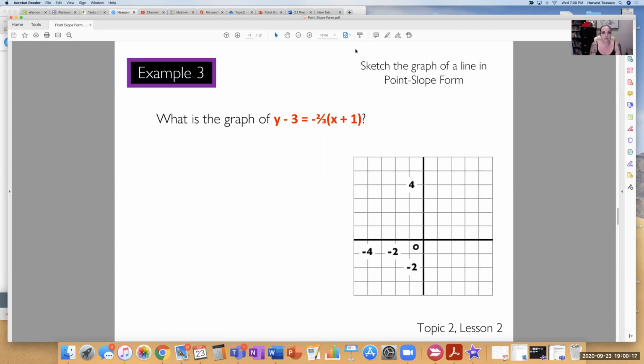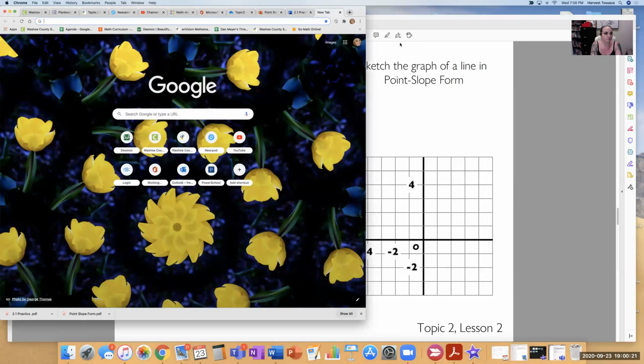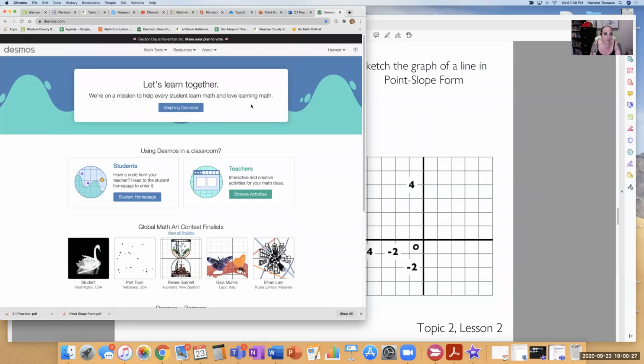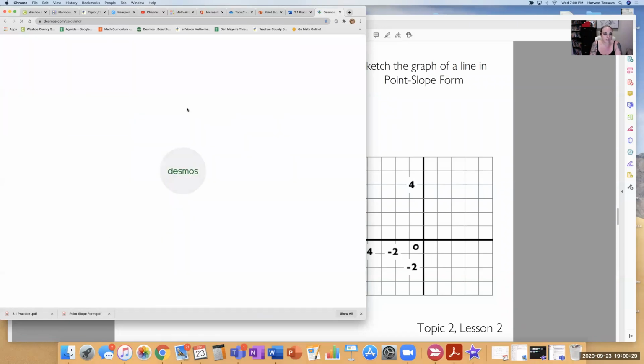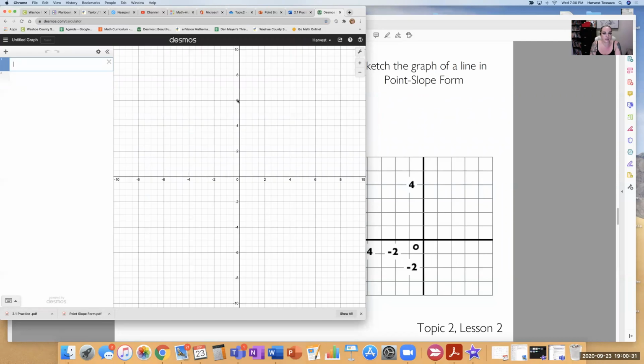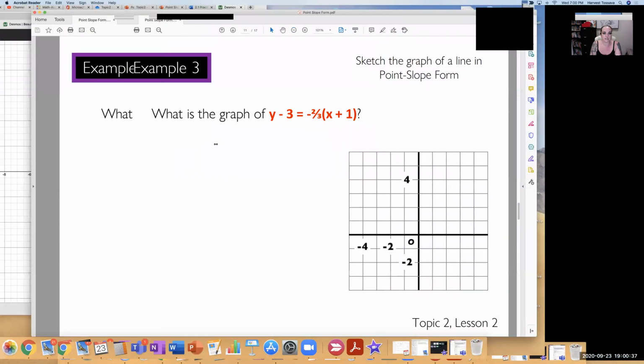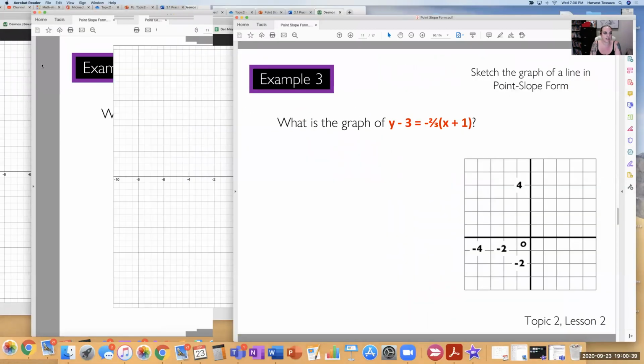So here's what we're going to do. We're going to go to desmos.com. And you're going to be practicing this and doing this a lot on your own. And we're just going to click on Graphing Calculator. So let me shrink this down. Let's put this equation in here.